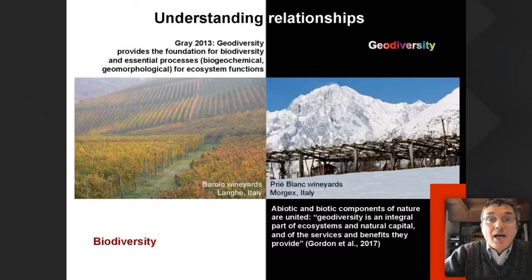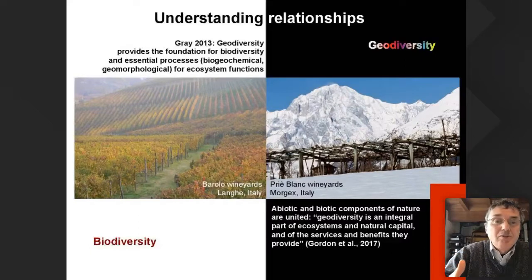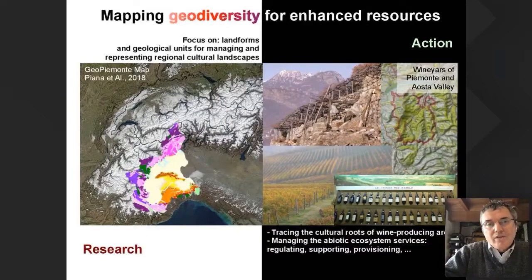Basically, our understanding of the relationship between man and geodiversity is important because it tells also about the relationship between biodiversity and geodiversity, which are united in this whole holistic view of nature, which is also a system of services offered to humans. So we can say that by mapping geodiversity, we can enhance our resources.